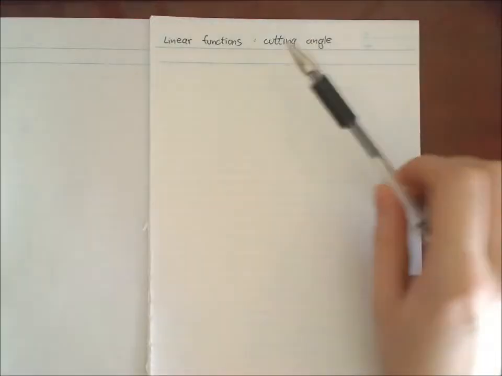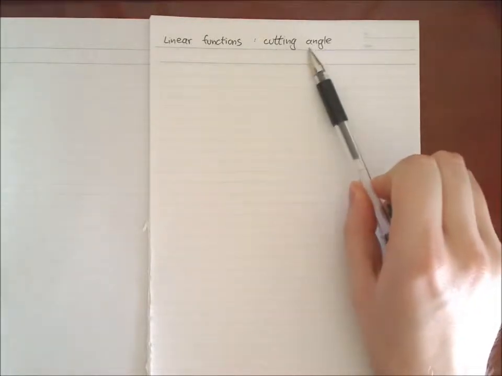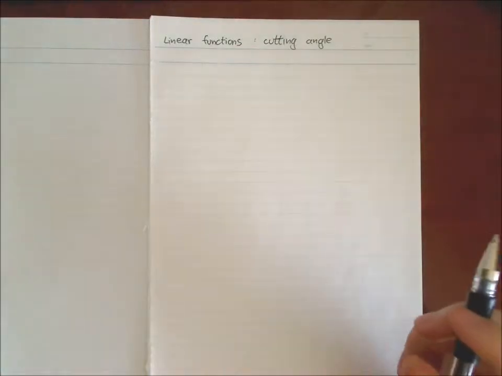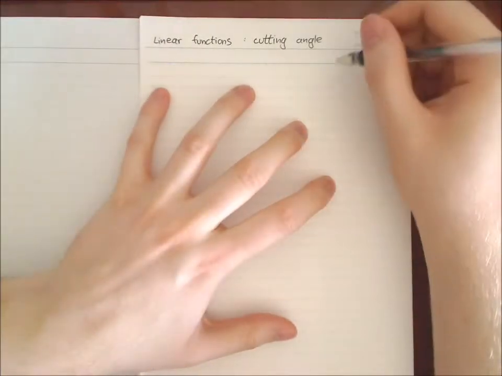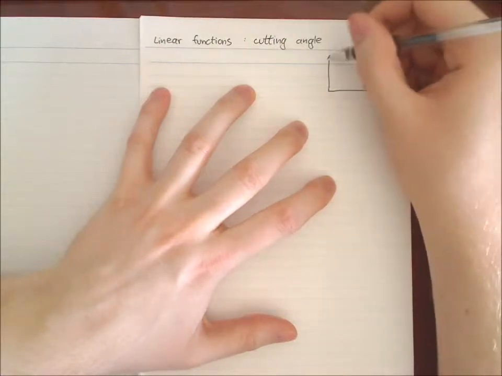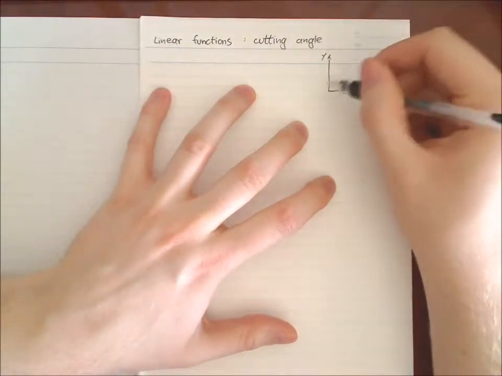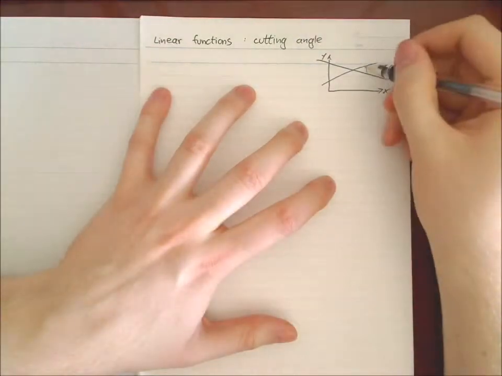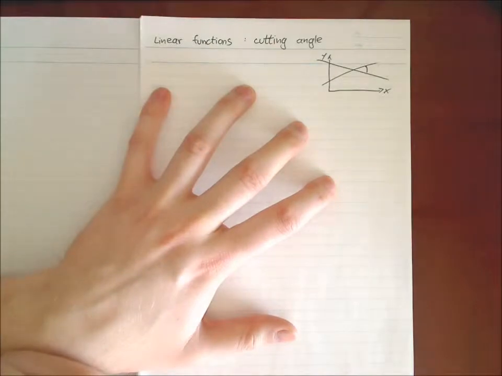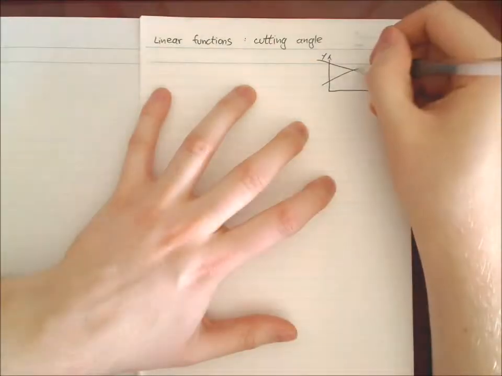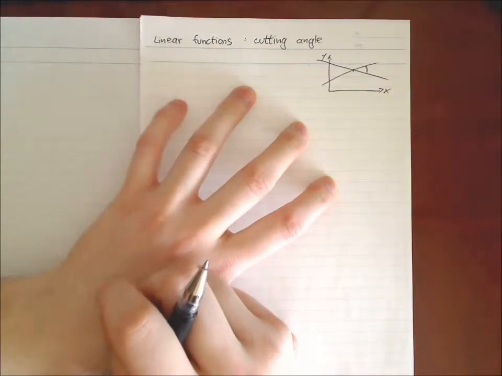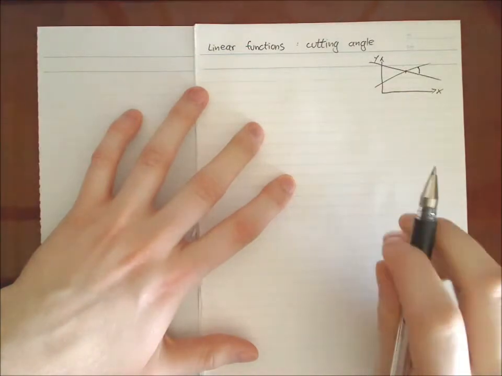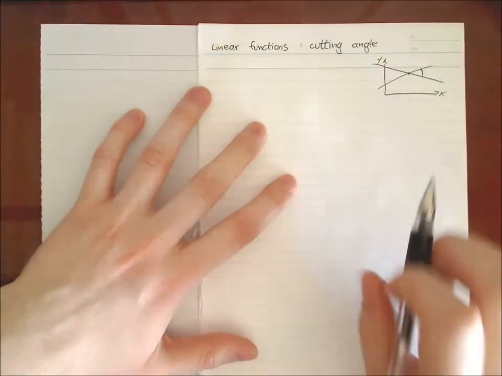I'm going to show you how to calculate the cutting angle between two linear functions, and this may sound a little bit difficult, but it is not. So what is meant by cutting angles? We have a coordinate system, we have two functions, and there's an angle, and we want to know the cutting angle. So we need an intersection point for a cutting angle.